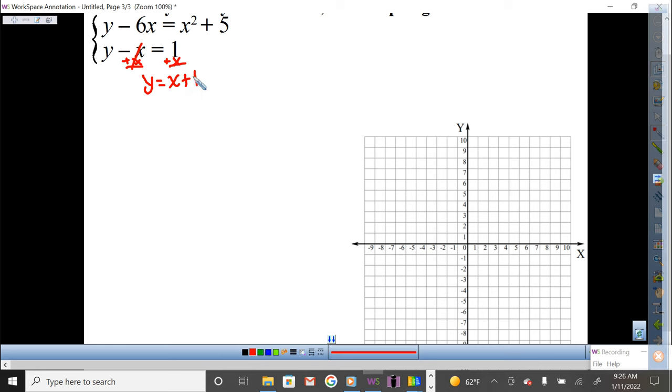Hold on, before you copy this down, look up. We're no longer going to use this one right here. We're going to use this one. So what does that mean, Mr. Q? That on the first equation, this one, instead of y, what am I going to write? X plus 1, which means I need to bring this one down and write negative 6x equals x squared plus 5, but I'm going to substitute for y the x plus 1. Copy that.